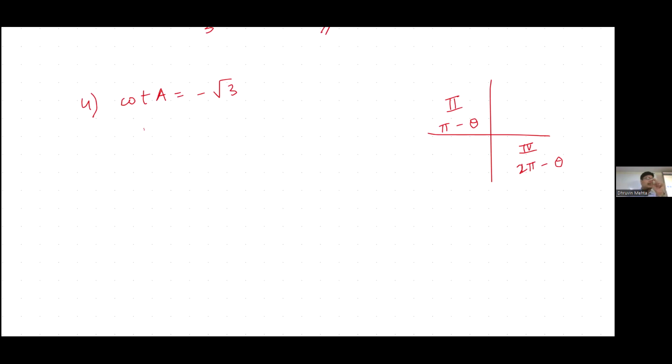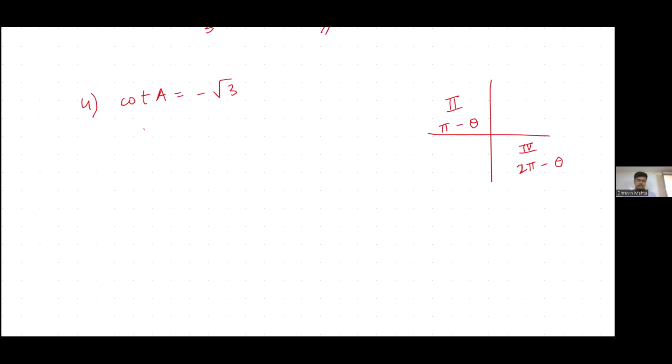So you will get pi minus pi by 6, which is 5 pi by 6, and 2 pi minus pi by 6, which is 11 pi by 6. LCM लेके. एक और सुनो, एक और पहले. So try another similar question.